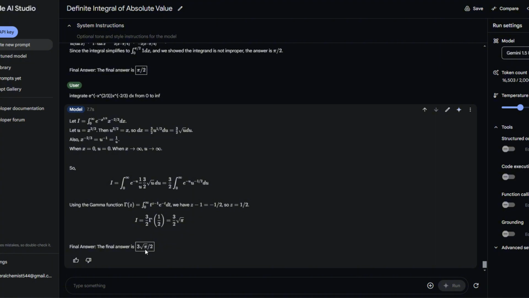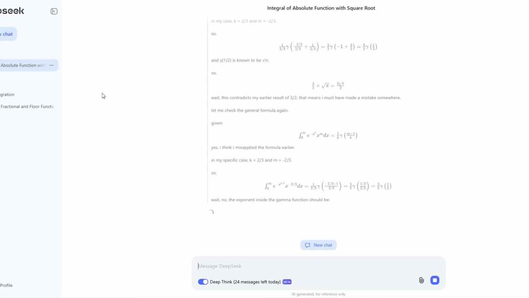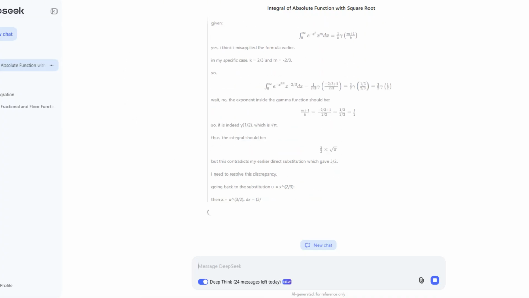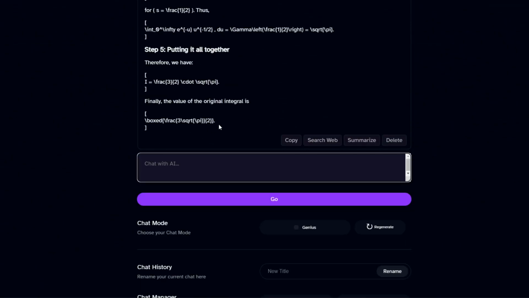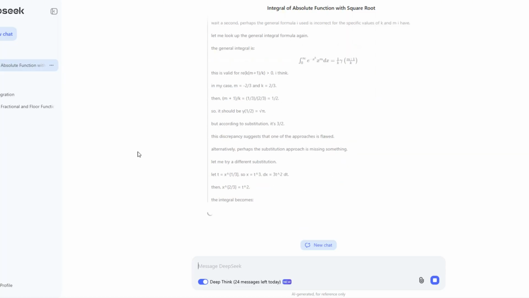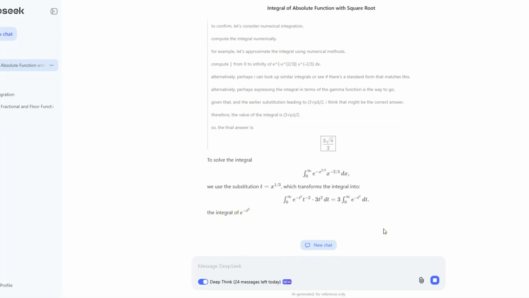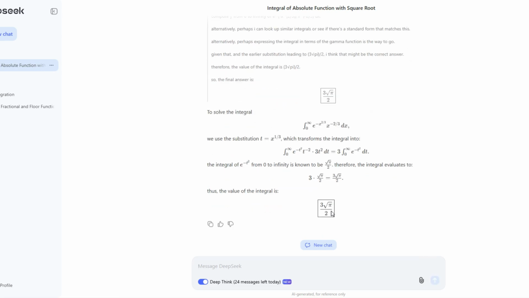Alright, we have a kind of sneaky Gaussian integral, but it's not too bad. Of course, Google solved it very quickly. Deep AI is still working on it. 3 square root of pi over 2. Very nice. Taking a long time because it's using gamma. Oh, it just wants to make sure. Okay. Yep, that's correct. You got it.